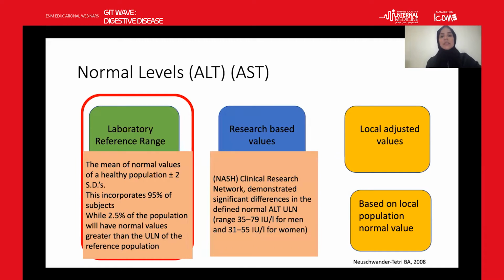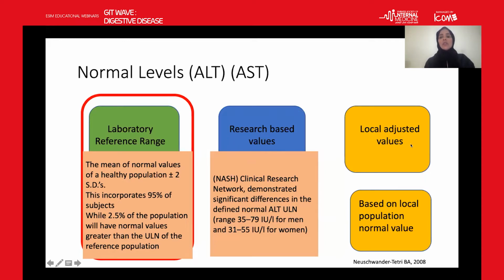For example, the NASH Clinical Research Network demonstrated that in those who have fatty liver disease and normal liver histology, the normal range is 35 to 79 international units per liter for males and 31 to 55 international units per liter for women. As hepatologists, we use the research-based value when we treat several conditions like fatty liver, hepatitis B, and autoimmune disease. We base our decision and management on the research-based value, not the laboratory reference range.